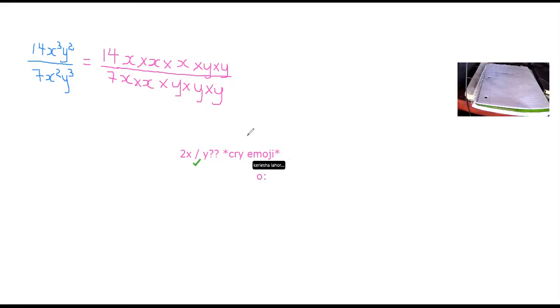Okay, so the noise has subsided a little bit. Let's talk about why the answer is this and not what you had before. First of all, notice we have a common factor of 7 between our coefficients. So a common factor of 7 can go into 14. 7 into 14 leaves me with 2, while 7 into 7 leaves me with 1. We all okay so far, right?